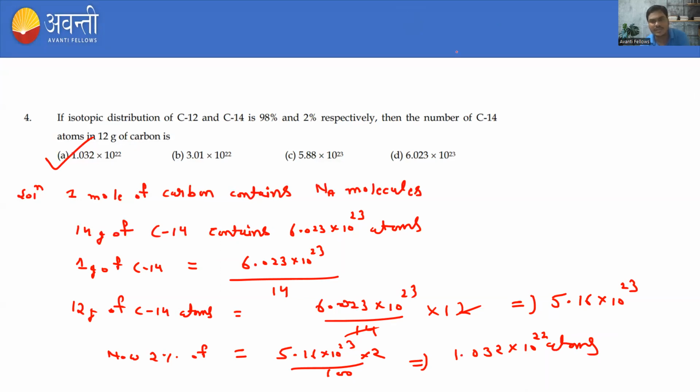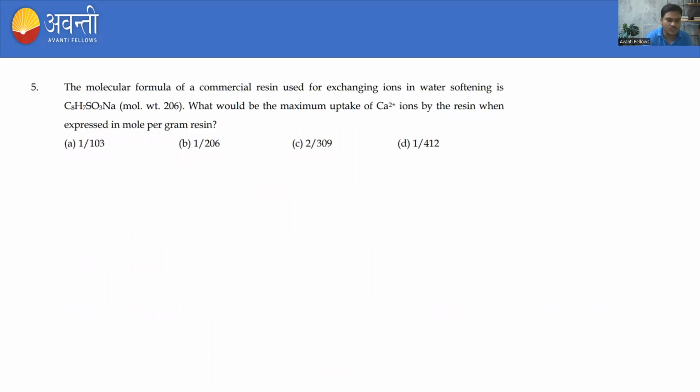There is no problem in this, everyone must have understood how we have to solve it. Okay, so this is how you can calculate the number of C14 atoms in 12 gram of carbon. I hope this is clear to you. Let's move on to the next question.